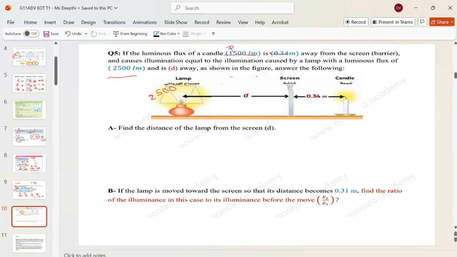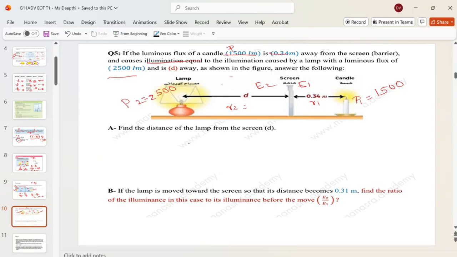And they say the illumination is equal. So E1 is equal to E2. Let's take the candle as E1 and this is E2. So the P of the candle is P1 equal 1500. And the distance R1 is 0.34. P2 of the lamp is 2500 lumen. And we want to find the R2, right?